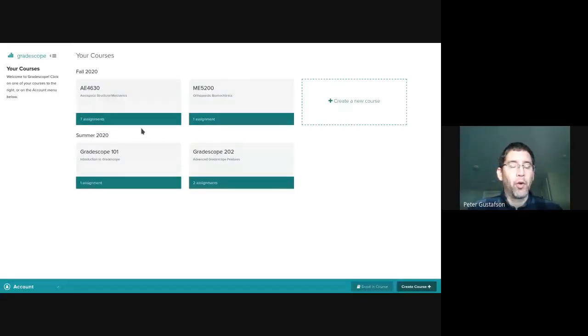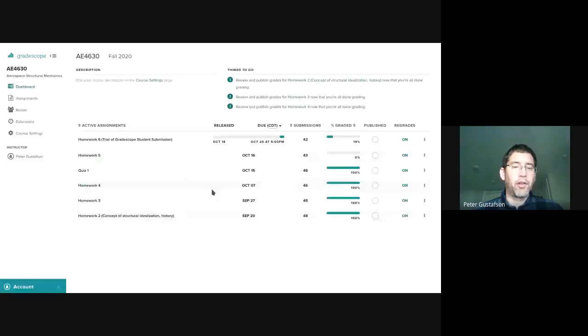Here's the Gradescope window as I have logged in. And then, of course, here's the aerospace structural mechanics class. And you can see the interface. And the interface, of course, has the various assignments that you guys have been given over the semester, and I can go in here and I can grade your assignments in here.